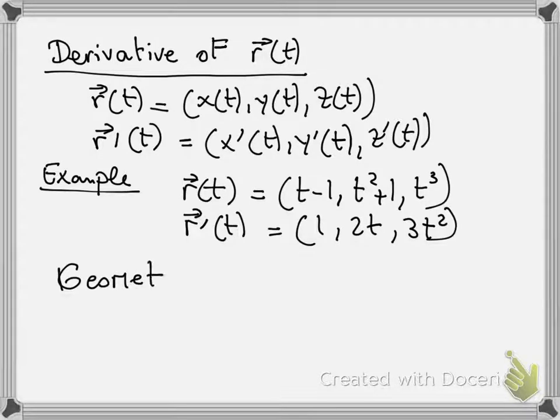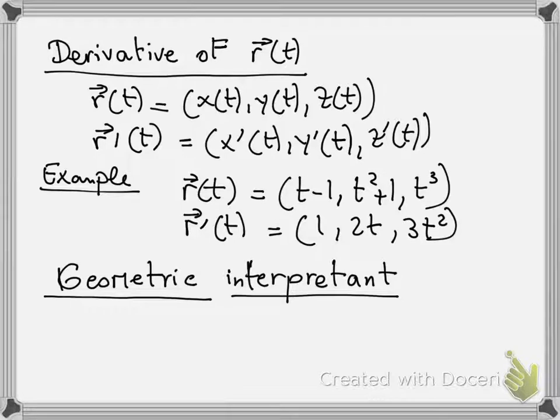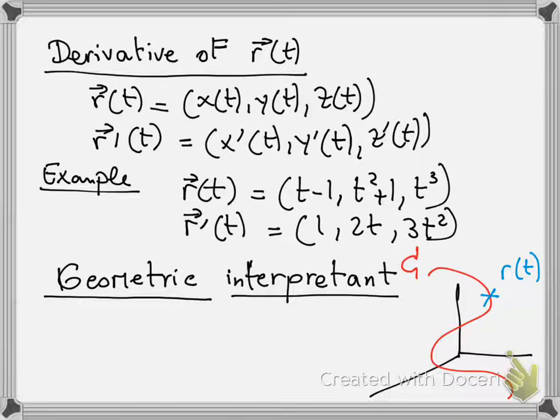Now, this r prime of t has some geometric interpretation. What's the geometric interpretation of r prime of t? Well, r prime of t is a tangent vector to the curve at the point r of t. So you have your curve, this is your curve C. You have this point, let's say this is my r of t here. Then r prime of t would be a tangent vector to the curve at the point r of t. So this is r prime of t.